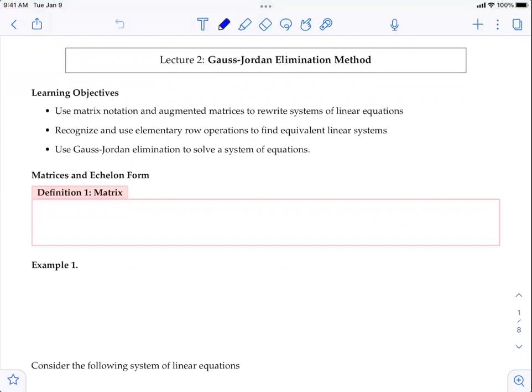The second learning objective is to recognize and use elementary row operations. There are going to be 3 elementary row operations that you can perform on the augmented matrix to find an equivalent linear system. And of course, at the end, we're going to have some examples of how to solve systems of linear equations using the Gauss-Jordan elimination method.